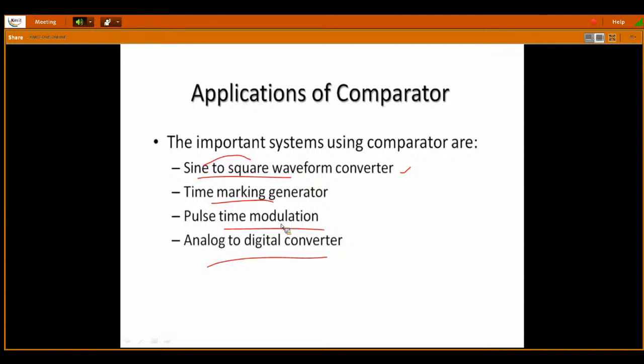What is the first application? It is used to convert a sine wave to a square wave. It is used in time marking generators. It is used in pulse time modulation, and one more is analog to digital converters. So these are the applications of comparators. That's it. This is only a small topic with respect to the comparator.